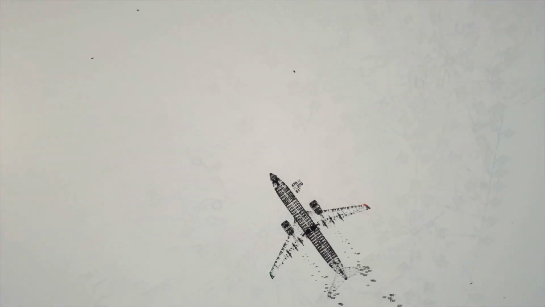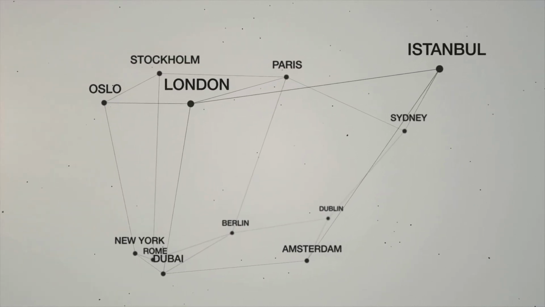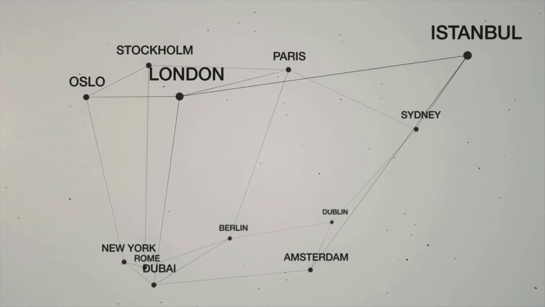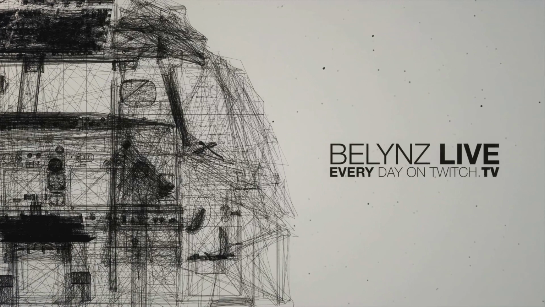Golf 007, turn right, heading 185, reduce speed 180 knots. 185 on the heading, 180 on the speed, Golf 007. Speedbird 124, reduce speed 160 knots to 40 miles. Reduce 160 to 40.